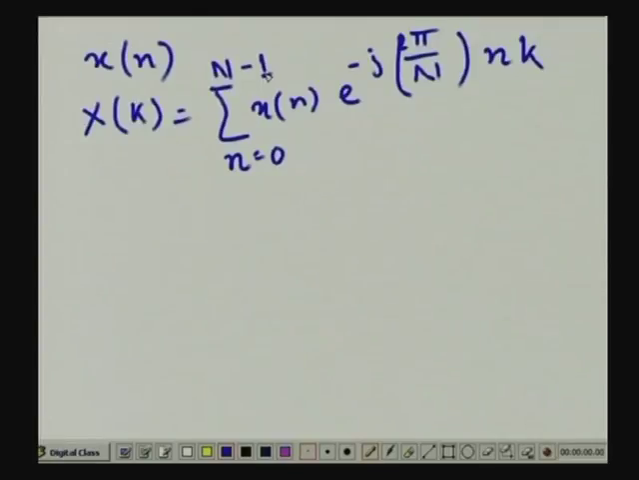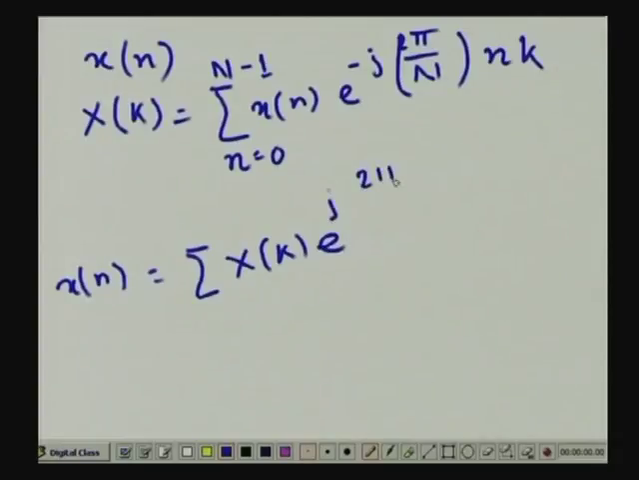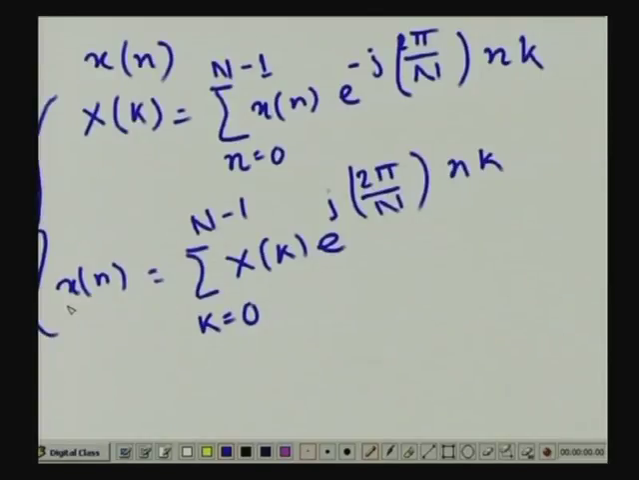And given this Fourier transform, we can find out the original sampled signal by the inverse Fourier transformation, which is obtained as x n is equal to sum of x k e to the power j 2 pi by N n k, and this time the summation has to be taken over k for k equal to 0 to N minus 1. So, you find that we get a Fourier transform pair. In one case, from the discrete time signal, we get the discrete frequency components by the forward Fourier transform, and in the second case, from the frequency components, we get the discrete time signal by the inverse Fourier transform, and these two equations taken together form a Fourier transform pair.